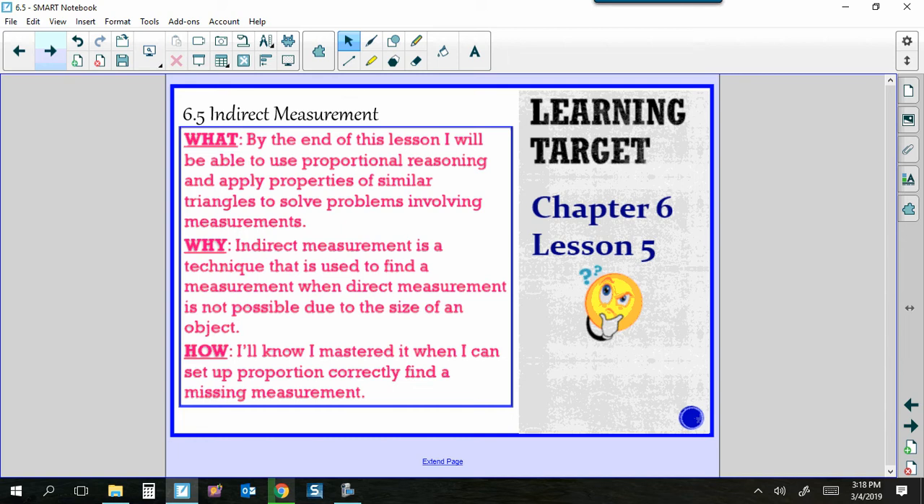And today we are looking at 6.5 Indirect Measurement. This lesson is so cool and so easy. Seriously. Are you ready for it? Yeah. Well, check this out.